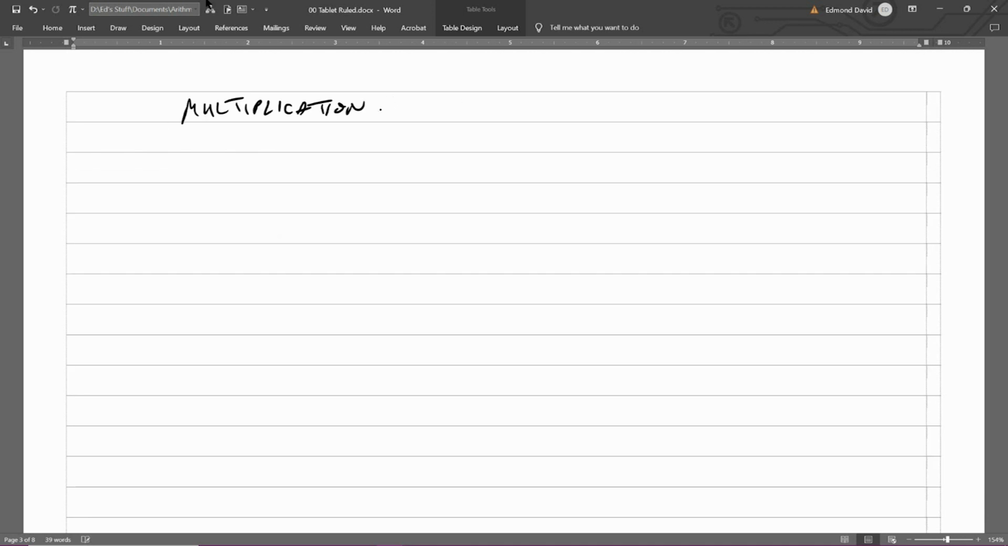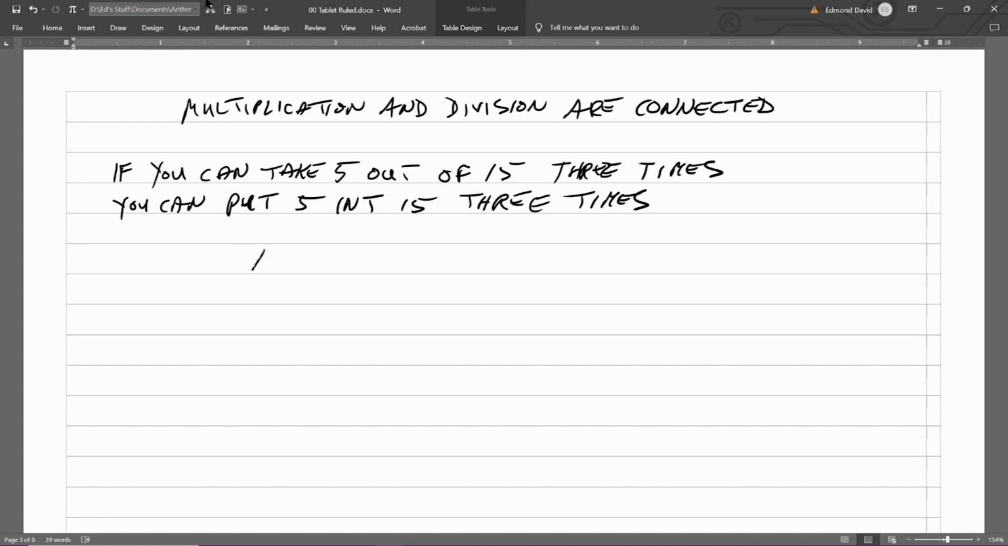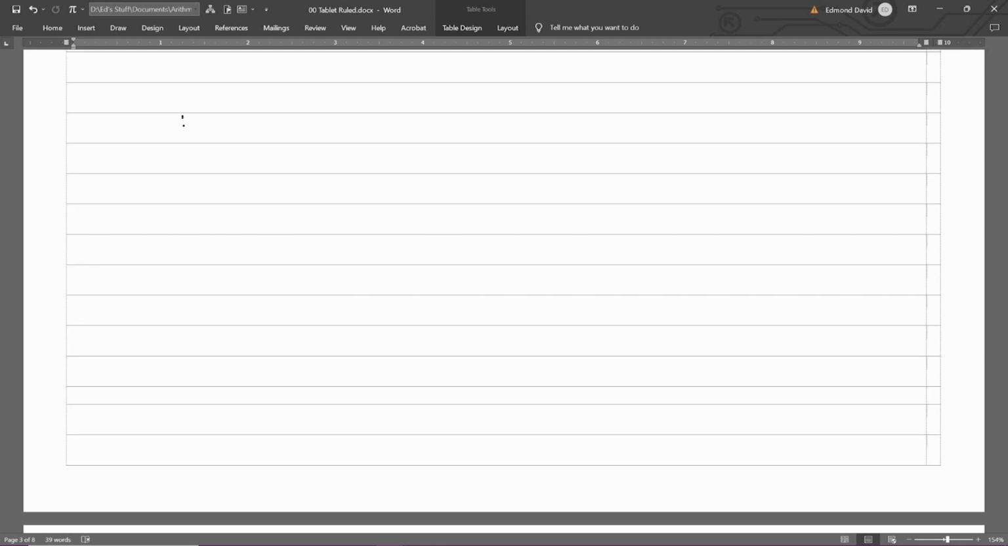And yet, this is the question that connects multiplication and division. Think of it this way. If you can take 5 out of 15 3 times, then you can put 5 back into 15 3 times. That is, if 15 minus 5 minus 5 minus 5 equals 0, then 0 plus 5 plus 5 plus 5 equals 15. In other words, 15 divided by 5 equals 3 implies 3 times 5 equals 15.